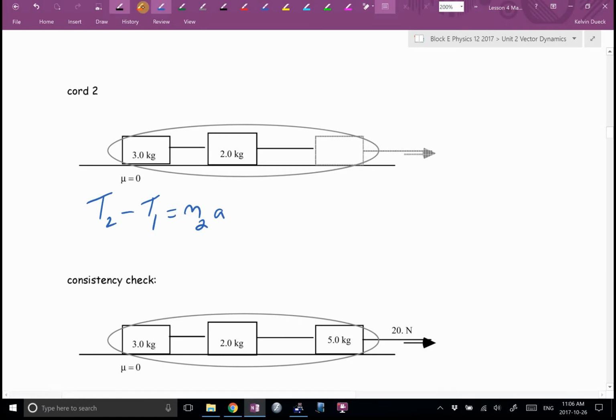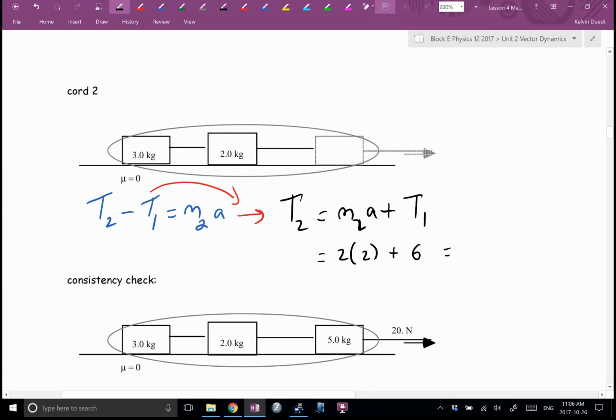And we're trying to find tension 2, so we'll just plus that over. So tension 2 is going to be M1A plus M2A plus tension 1. Josh, what was M2? 2. What was A? 2. Plus, what was tension 1, Alec? What was tension 1? Get it in your head. There you go. How big is tension 2?